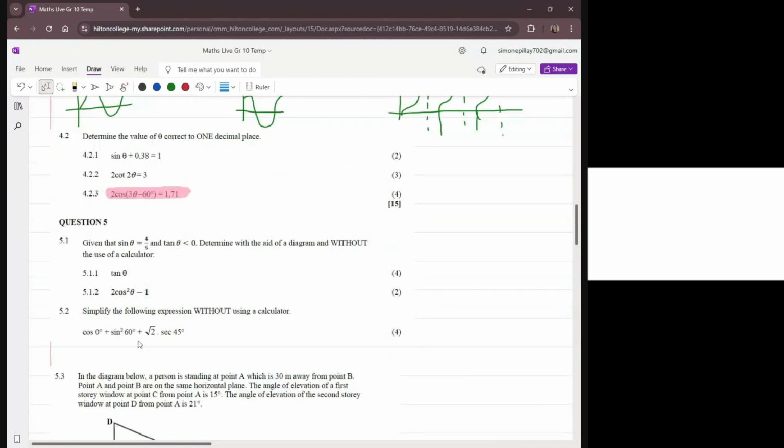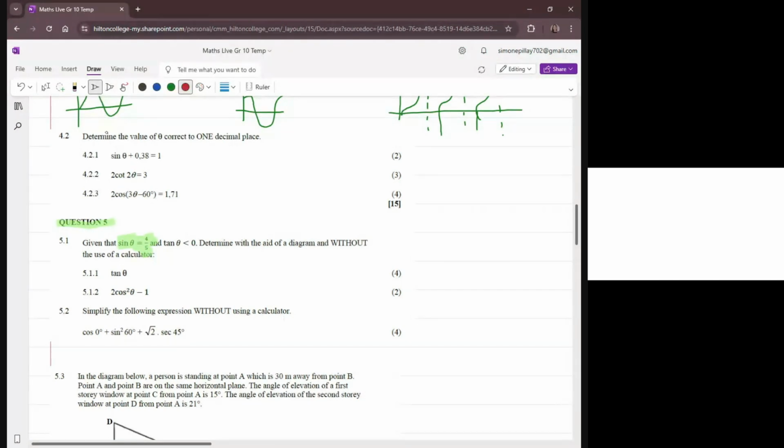Cool. So those are equations. Now we're going to move on to this question that I see all the time and that I see students getting wrong all the time as well. So here it's where they give you a ratio. They give you the answer to the ratio. They've told you sine theta is equal to 4/5.